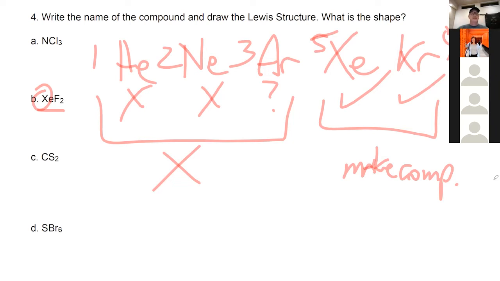So we don't say that helium has no electronegativity. Neither does neon or argon. Krypton and xenon do, however, because they can form compounds. So it is indirectly related to electronegativity.